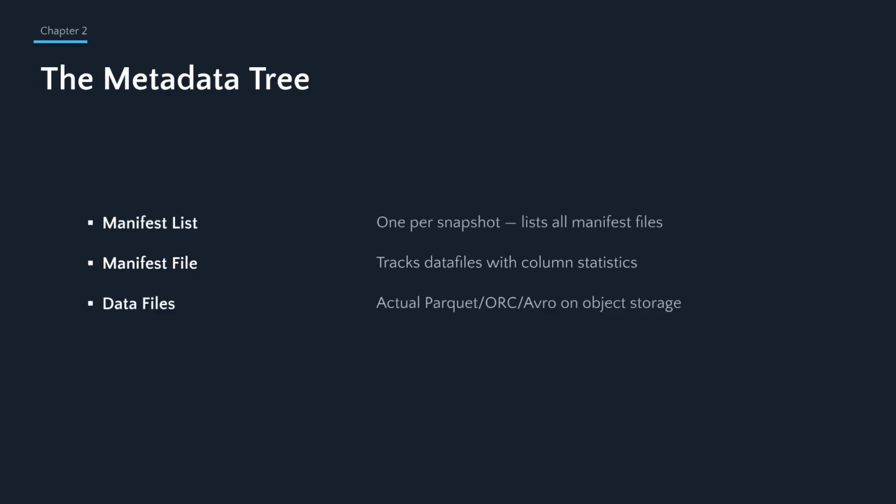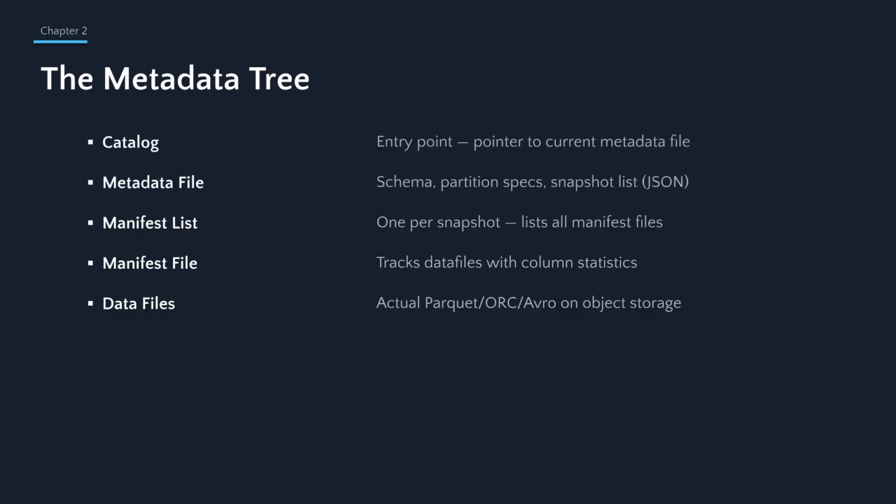Above that are manifest lists, which represent a table snapshot and allow the query engine to skip irrelevant manifest files. At the top are metadata files, which store the schema, partition specs, sort orders, and snapshot history. Every table change creates a new metadata file, giving Iceberg a complete immutable commit history.